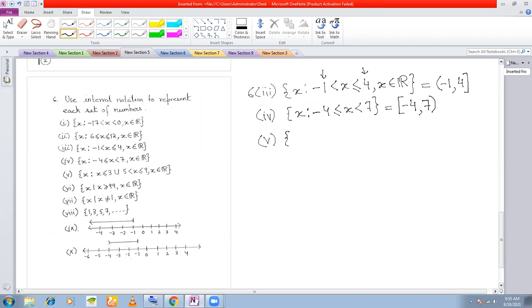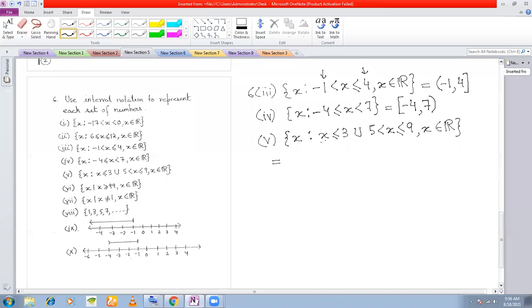Number 5. x such that x less than or equal to 3 union 5 less than x less than or equal to 9, x belongs to R. Okay, so this consists of a union of two intervals.